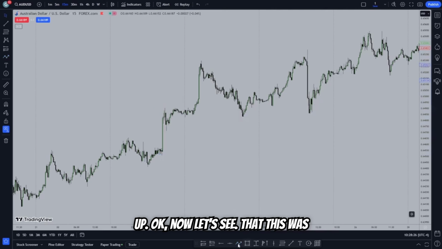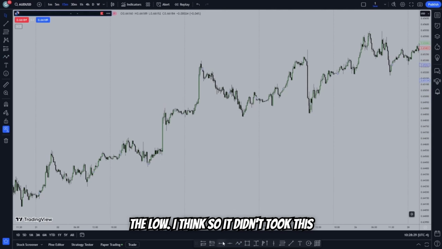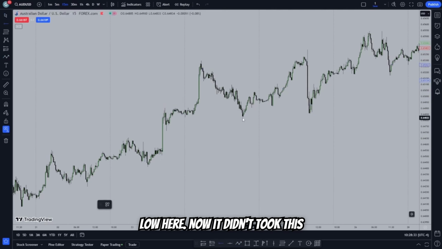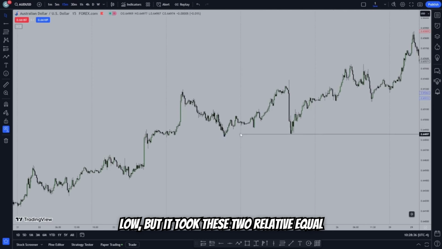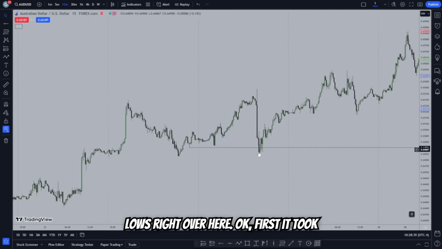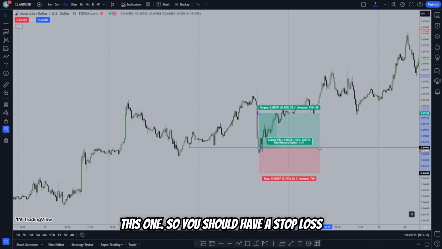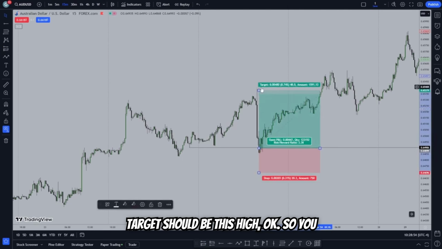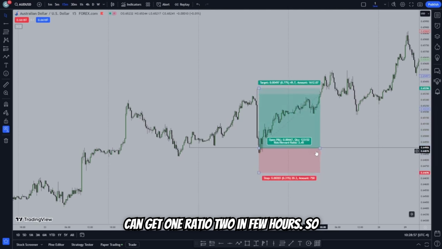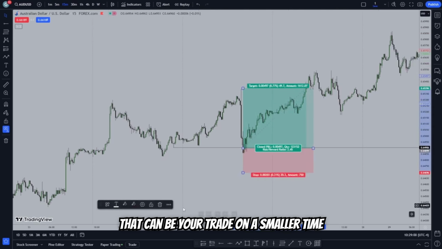Now let's see, this was the low. I think it didn't take this low here. No, it didn't take this low, but it took these two relative equal lows right over here. First it took these two relative equal lows, and now you can take a buy over here, and you should place your stop loss a little bit big. You know why? Because price can go down and take the stop losses which are under this one. So you should have a stop loss of 20 pips right over here, and your target should be this high. So you can get 1:2 in a few hours. That can be your trade on a smaller time frame.